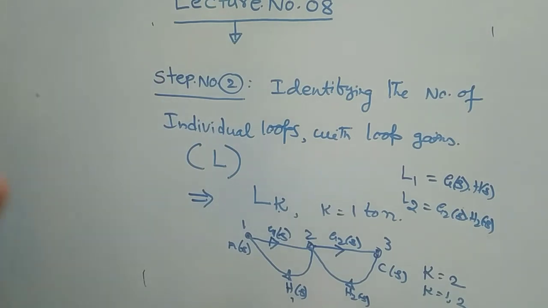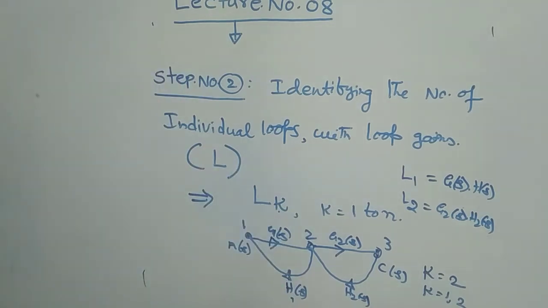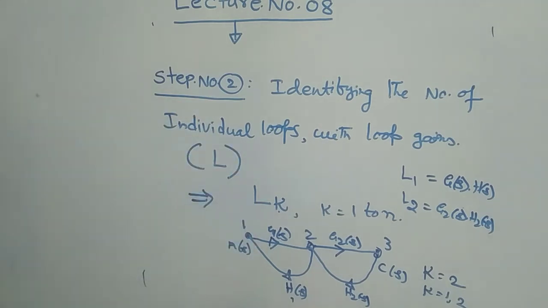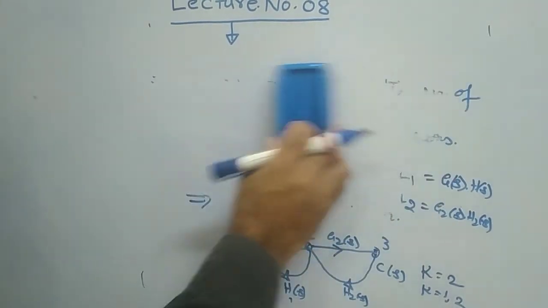What we have seen in step number 1 is finding the number of forward paths with their path gains. That is step number 1. What is step number 2? The number of individual loops with their loop gains. Sometimes in your examinations, maybe 1 loop will be there, or 2, 3 or 4 loops may be there. No problem, but you should apply this rule and you can identify all the loops. This is your step number 2.